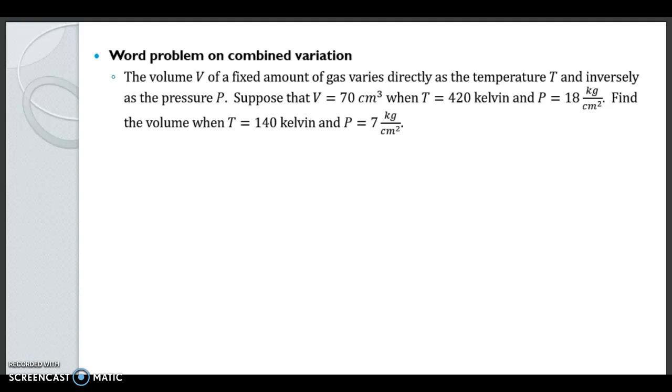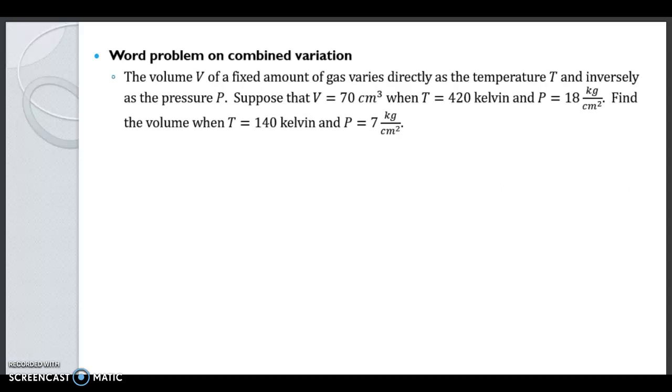Hey everybody! In this video we're going to talk about a word problem on combined variation. Combined variation has to do with varying directly and inversely at the same time with different variables. So let's take one sentence at a time.